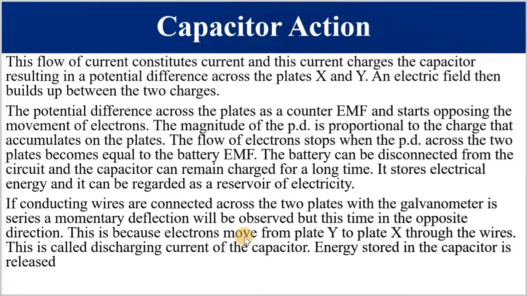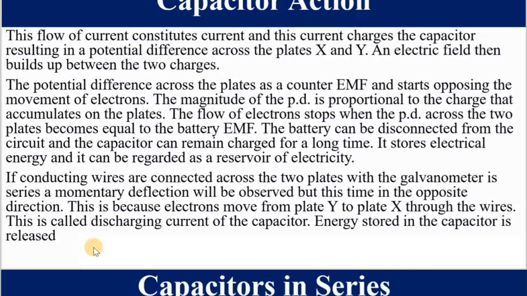Why? This is because electrons are now moving from Y to X through the wires, whereas when the battery was connected, they were moving from X to Y. When this is happening, we say the capacitor is discharging, hence the energy stored is released. This is what we call capacitor action: charging a capacitor and discharging a capacitor.